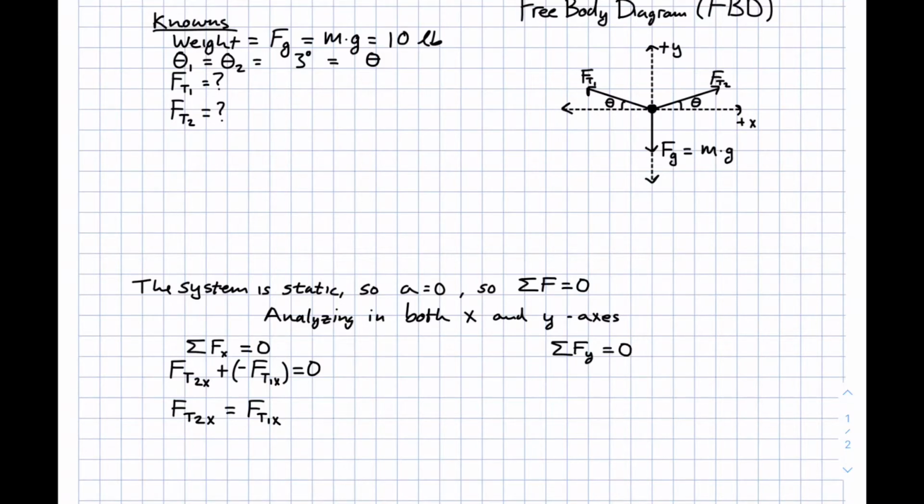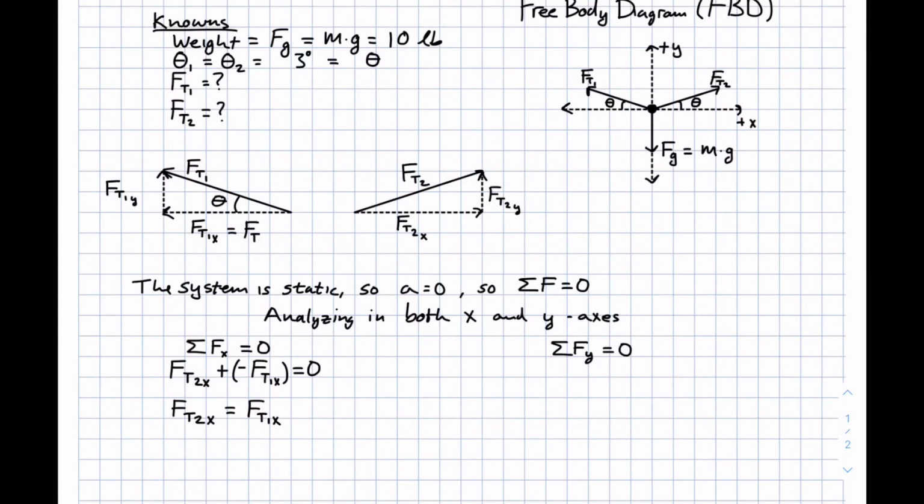Now, we can rewrite Ft1x and Ft2x in terms of the absolute forces Ft1 and Ft2 by using vector trigonometry. You may find it useful to draw out the vector diagrams, but it isn't necessary if you're very confident. But what we get is that Ft1x equals Ft1 cosine theta, and Ft2x equals Ft2 cosine theta. We'll come back for the y components in a bit.